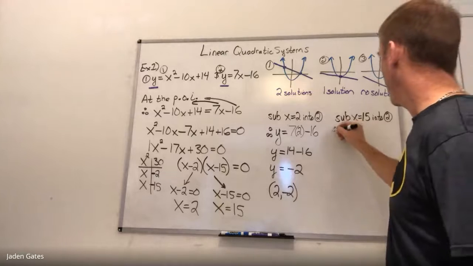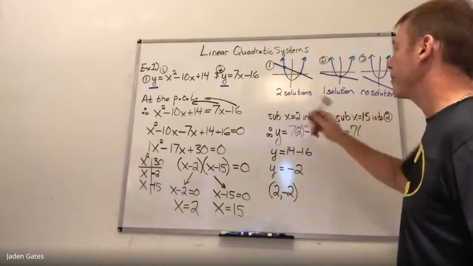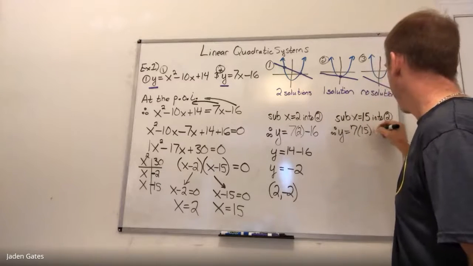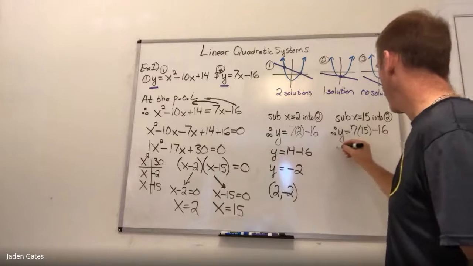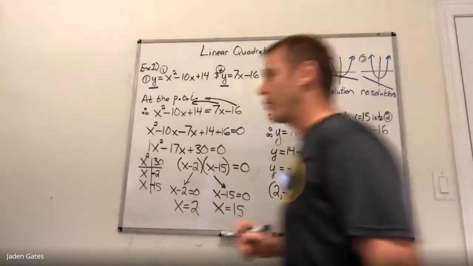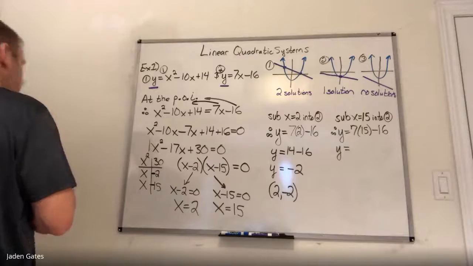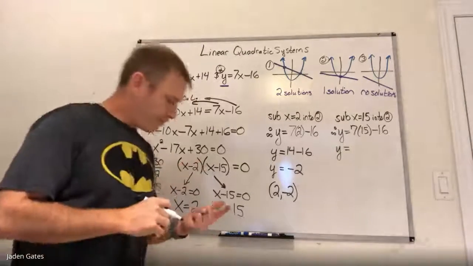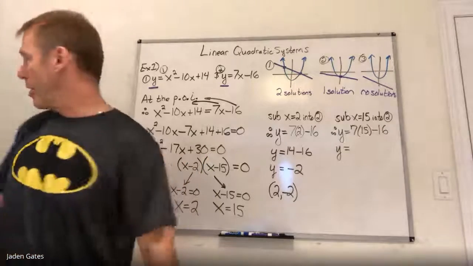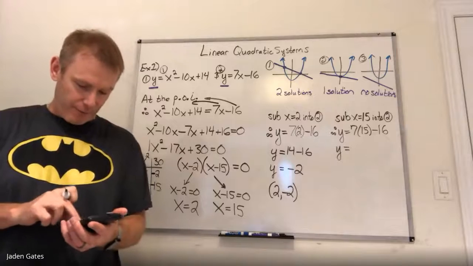So therefore, I've got y equals 7 times x, which now is 15, minus 16. All right, 7 times 15. Yeah, I don't have that one on the brain. Let's see here. 7 times 15. 2 15s is 30. Double that, you get 60. Oh, man, I'm just going to grab my calculator. Getting late in the day. So 7 times 15.